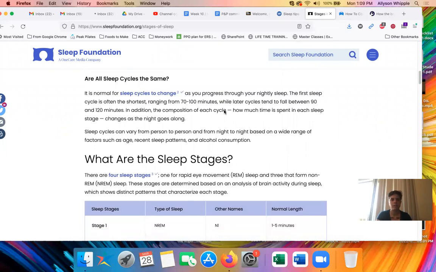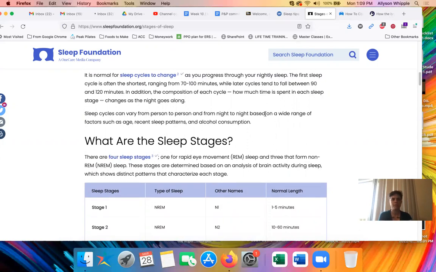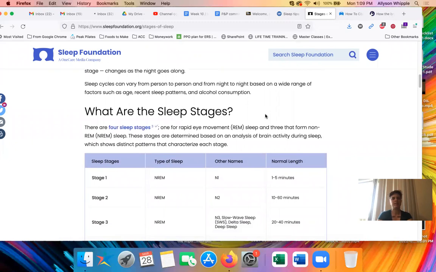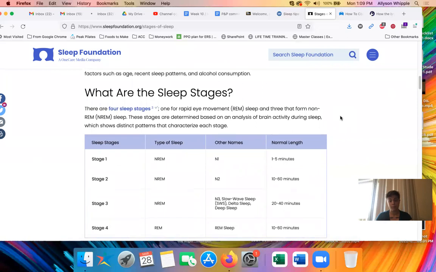The first sleep cycle is often the shortest, ranging from 70 to 100 minutes, while later cycles tend to fall between 90 and 120 minutes. In addition, the composition of each cycle, how much time is spent in each sleep stage, changes as the night goes along. Sleep cycles can vary from person to person and from night to night based on a wide range of factors such as age, recent sleep patterns, and alcohol consumption. For real, drinking messes up your sleep cycle, just so you know.